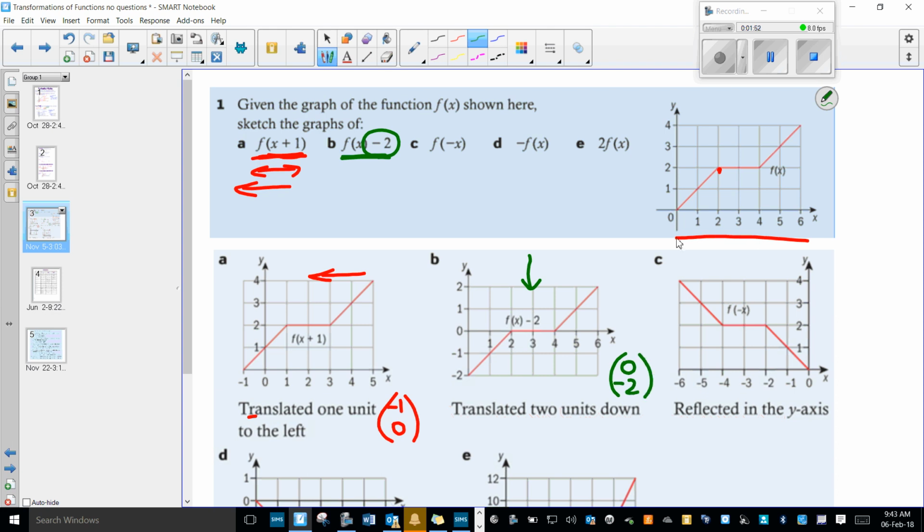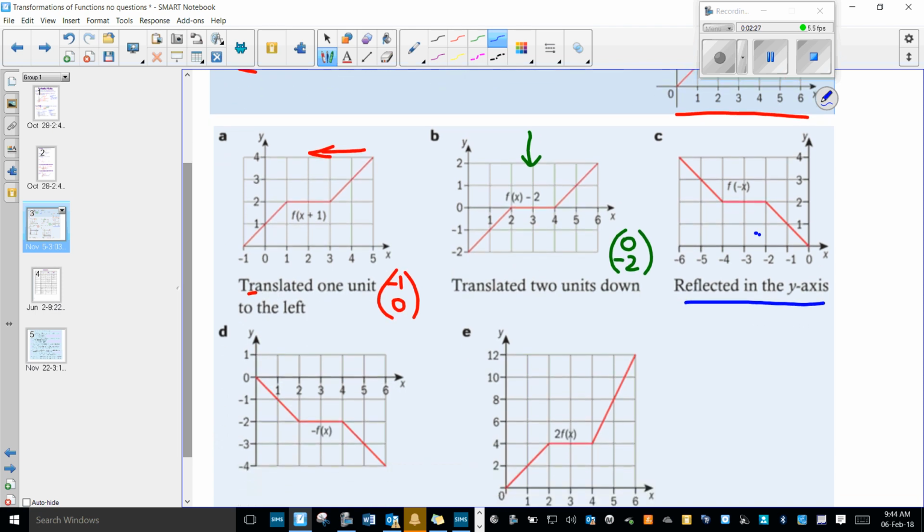Okay, the next one has the negative sign inside the bracket. So when it's inside the bracket, which way do we reflect? The x-axis, the y-axis. It reflects in the y-axis. Good. So here you can see it was all on the right-hand side. Now it's all on the left-hand side. For D, it's got the negative sign in front. So where is that? That's going to be a reflection in the x-axis.